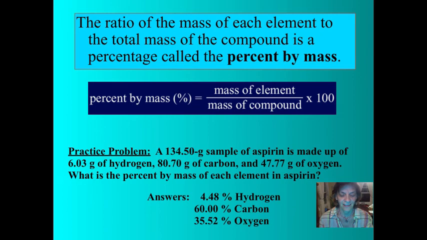All right, here are the answers. You should have 4.48% hydrogen, 60% carbon, and 35.52% oxygen. If you had trouble with that, make sure you write a note and we'll go over some more practice problems in class.